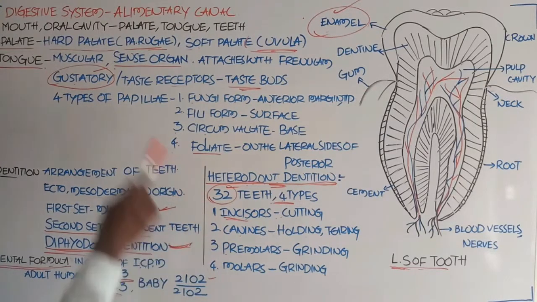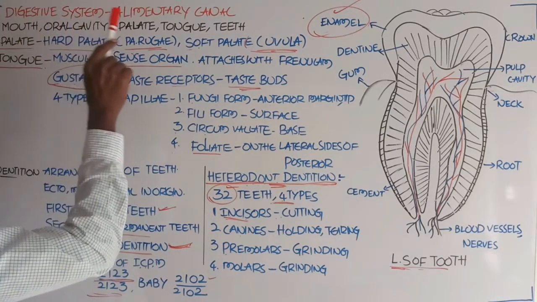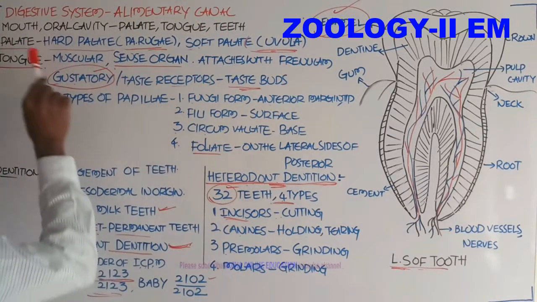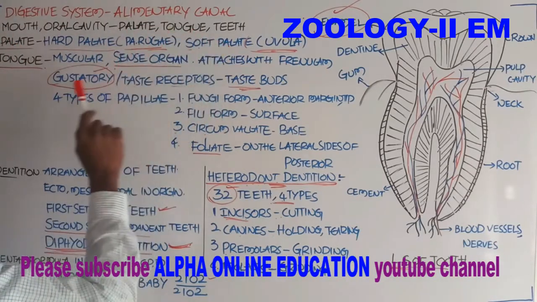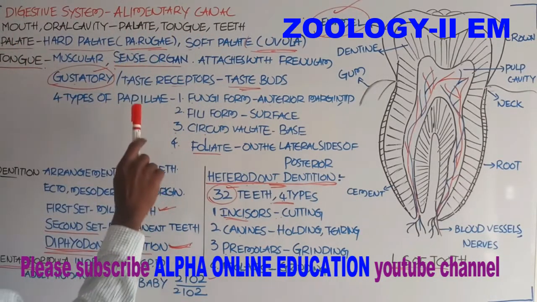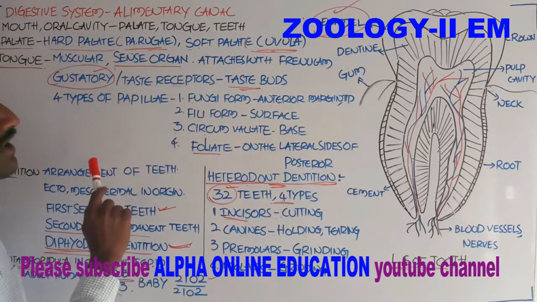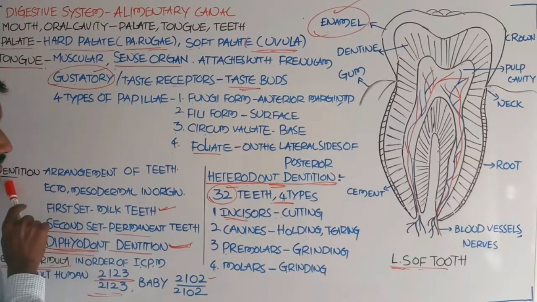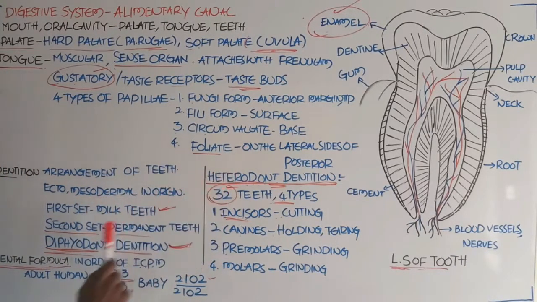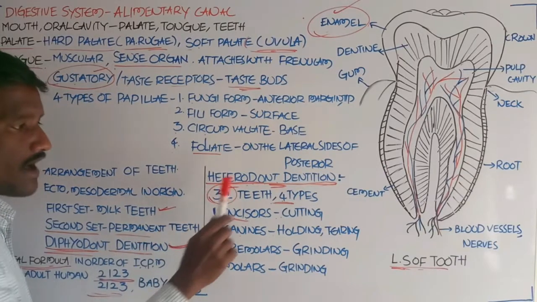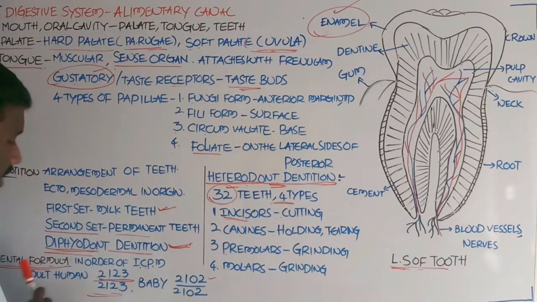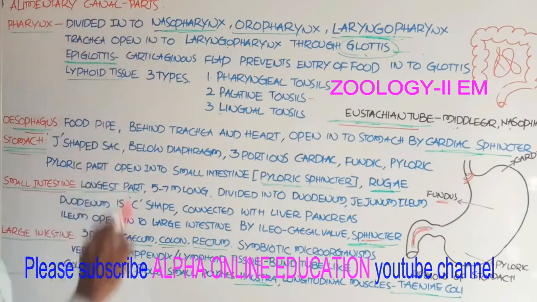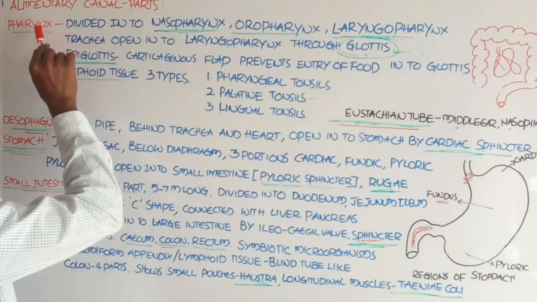Okay students, this is about the parts of the alimentary canal. There are different parts: mouth, oral cavity with palate, tongue, teeth, and the palate, hard palate and soft palate. The tongue is the sense organ and consists of gustatory receptors, taste buds, different types of taste buds. And in the dentition, diphyodont dentition and heterodont dentition, and the dental formula.